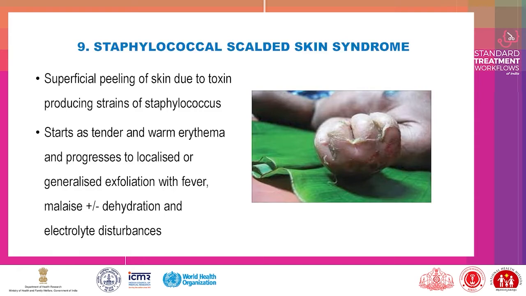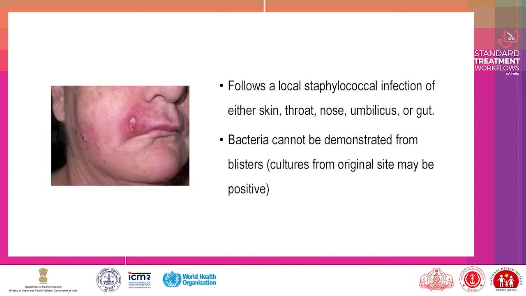Staphylococcal scalded skin syndrome. Superficial peeling of skin due to toxin producing strains of Staphylococcus is involved in staphylococcal scalded skin syndrome. It starts as a tender and warm erythema and progresses to localized or generalized exfoliation with fever, malaise, with or without dehydration, and electrolyte disturbances. It follows a local staphylococcal infection of either skin, throat, nose, umbilicus, or gut. Bacteria cannot be demonstrated from blisters, but the cultures from the original site may be positive.